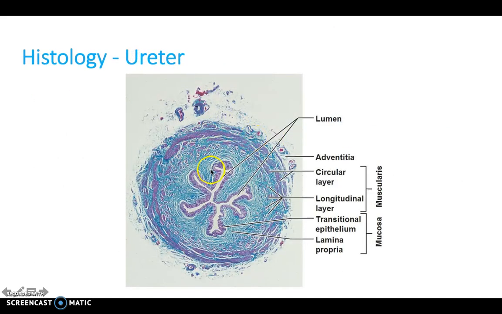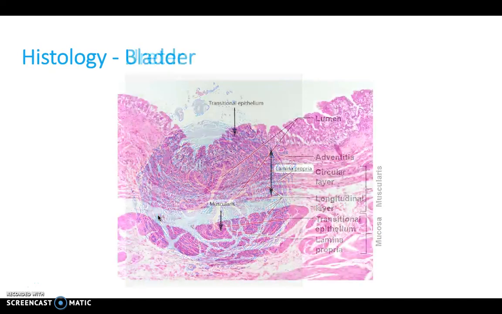So next we can look at the histology of the ureter, which is one of those tubes coming out of the kidney. In the centre we have the lumen, and this is where the urine will pass through, and it's surrounded by a transitional epithelium and a lamina propria, and this makes up the mucosa. Following that we then have a muscularis layer. In fact we have two of these. We have longitudinal muscle and circular muscle, and then after that on the outside we have the adventitia.